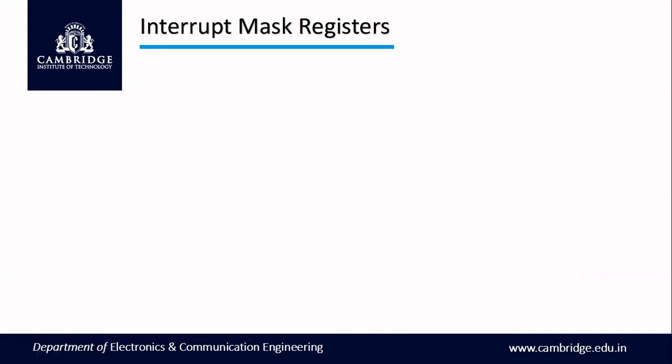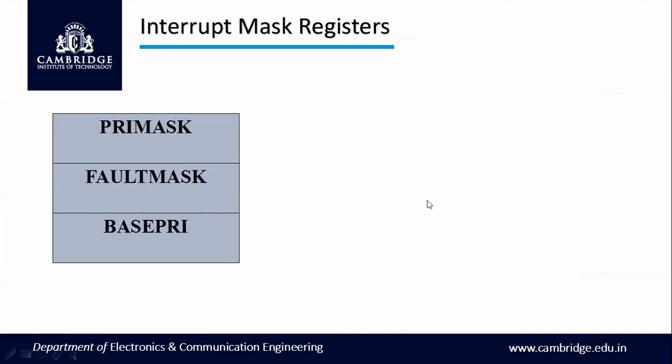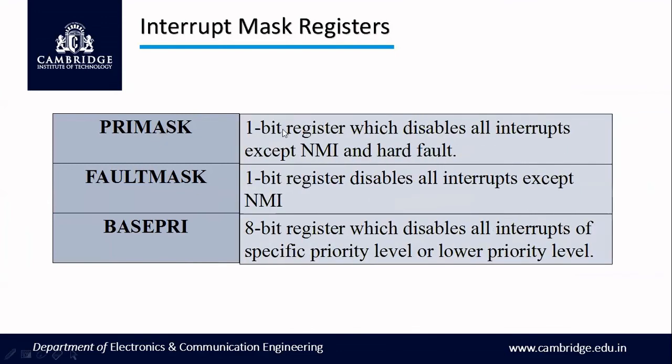Next, coming to interrupt mask registers, we have 3 interrupt mask registers. The first is the primary mask register, which is basically a 1-bit register. If it is set, it means that it is allowing NMI and hard fault and disables other exceptions and interrupts. By default it is 0, which means no masking is done. Next is the fault mask register, which is again a 1-bit register. If it is 1, it means that it is allowing only NMI, non-maskable interrupt, and it disables all other interrupts. By default its value is 0, which means there is no masking.